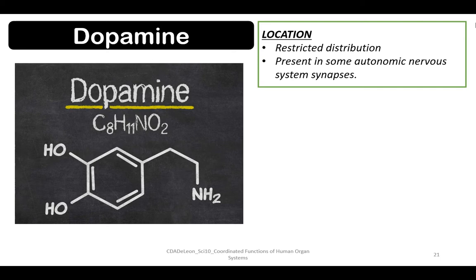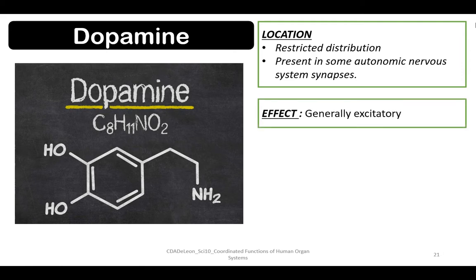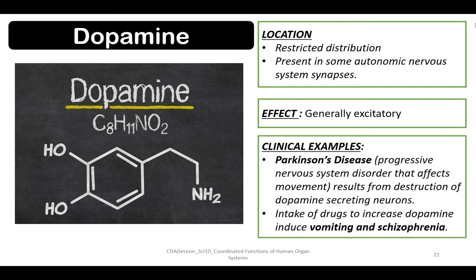Dopamine has a restricted distribution and is present in some autonomic nervous system synapses. The effect is generally excitatory, and examples are Parkinson's disease, a progressive nervous system disorder that affects movement and results from destruction of dopamine secreting neurons. Intake of drugs to increase dopamine induces vomiting and schizophrenia.